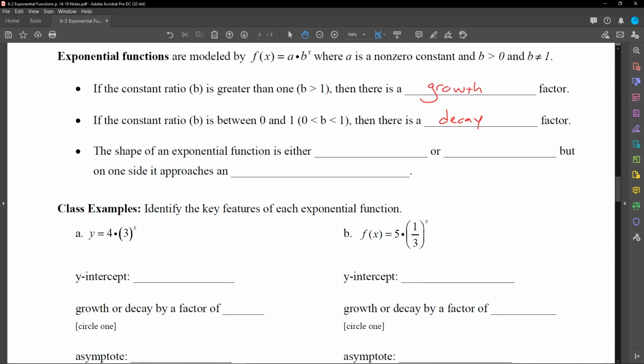The shape of an exponential function is either increasing or decreasing, but on one side it always approaches an asymptote. And we'll talk about an asymptote. So it's either increasing or decreasing, but on one side it always approaches an asymptote.